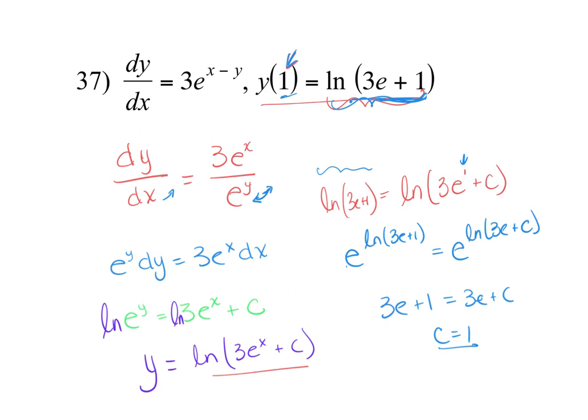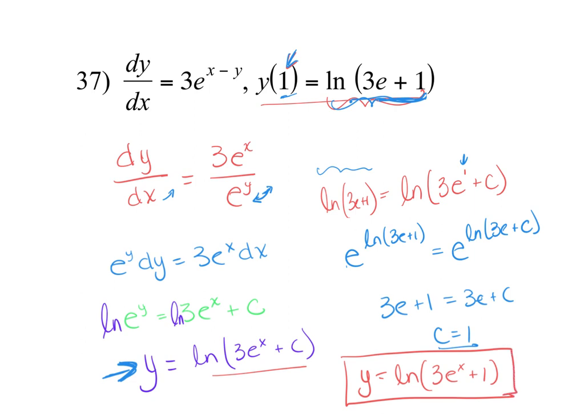My particular solution solves for C and then rewrites my general solution. So my general solution was this guy right here. I need to rewrite him plugging in my C, and that will be my particular solution. So I have y equals the natural log of 3e to the x plus 1. And that is my particular solution.